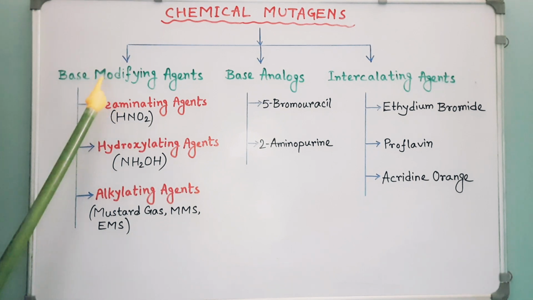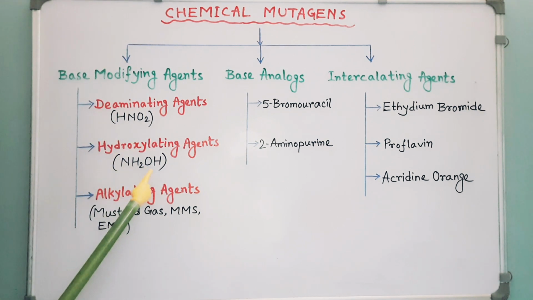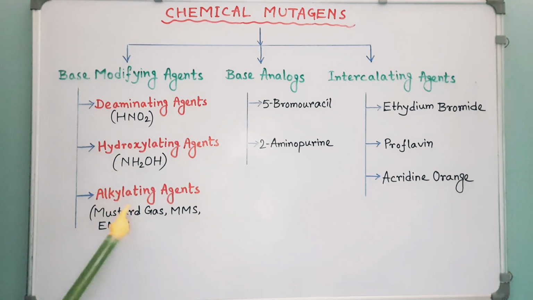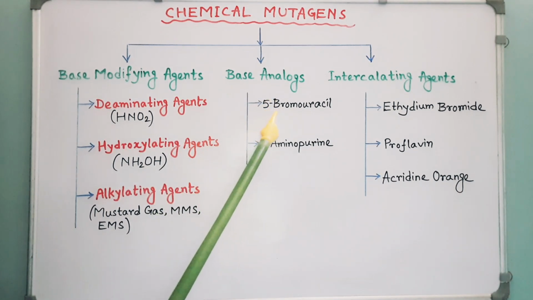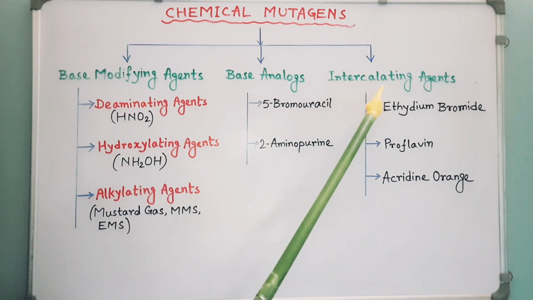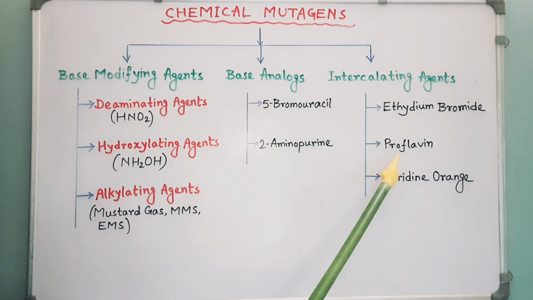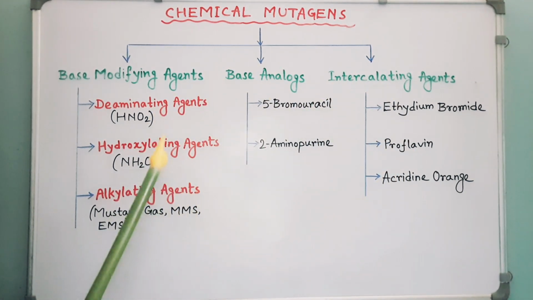Base modifiers may be deaminating agents, for example nitrous acid; hydroxylating agents, for example hydroxylamine; or alkylating agents, for example mustard gas, methyl methane sulfonate or MMS, ethyl methane sulfonate or EMS, etc. Base analogues mainly include 5-bromouracil, 2-aminopurine, etc. Intercalating agents include ethidium bromide, proflavin, acridine orange, etc. Now I am going to discuss one by one how these chemicals act as potential mutagens.